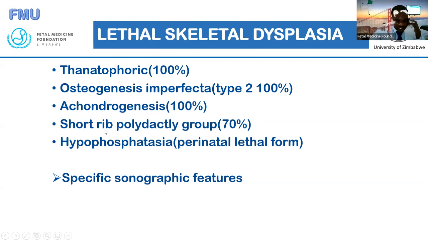And for this short rib polydactyly group, what you find is a bell-shaped chest. When we say bell-shaped, we are saying that the chest to abdominal circumference ratio is quite short, so that it appears like a bell. I know we are used to those bells in the old days, the ordinary ring bell, which you use maybe if you want to enter the ICU. You saw that bell outside the ICU where the chest would appear small, but the abdomen would be big. That would be the appearance of a short rib polydactyly group.